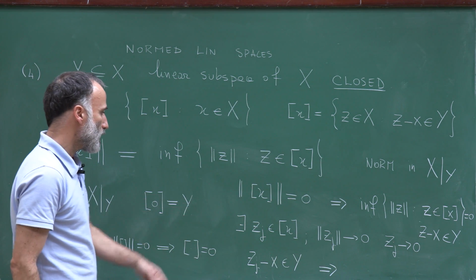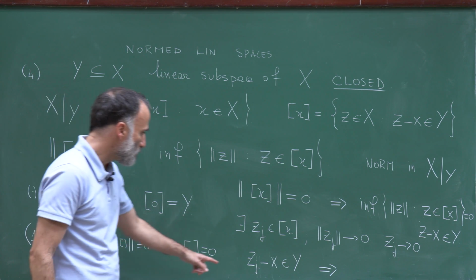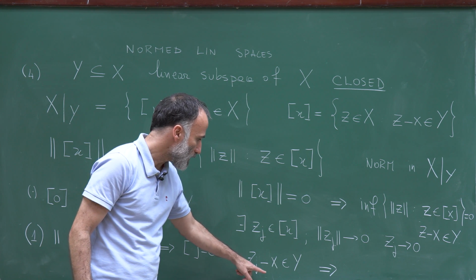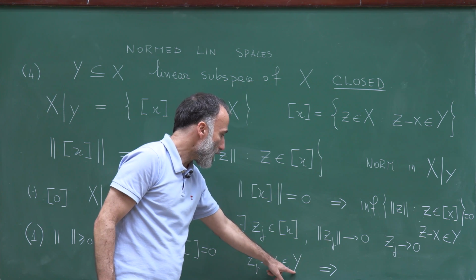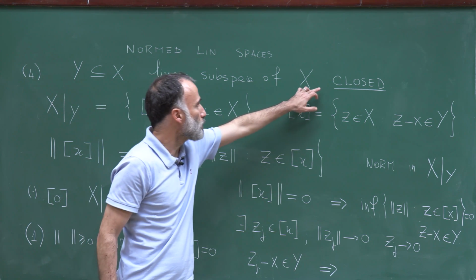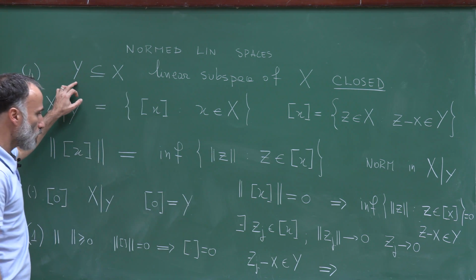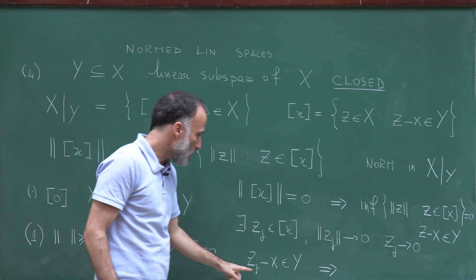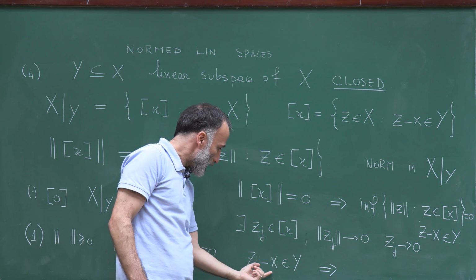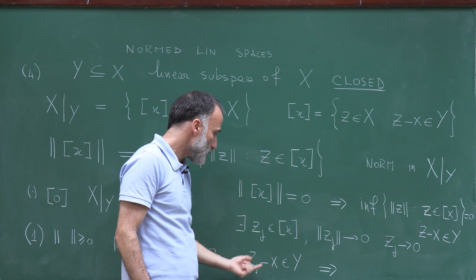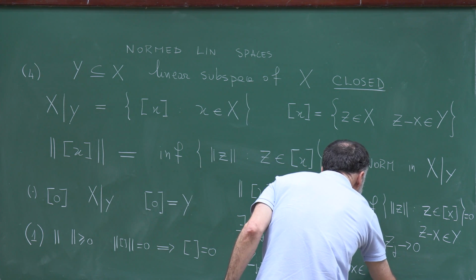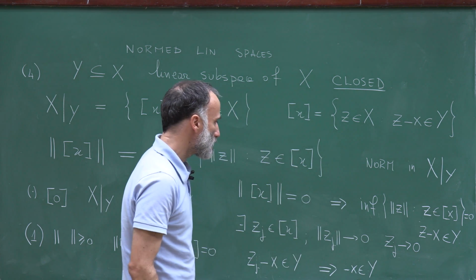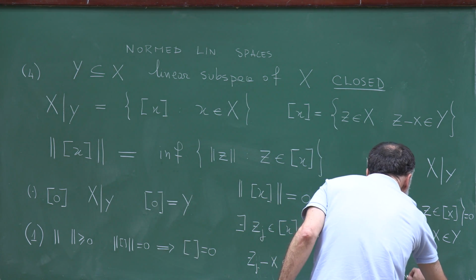Since z_j is converging to 0, this means that z_j minus x is converging to minus x. Since Y is closed, and here I'm using the assumption that Y is closed, and every point belongs to Y, the limit belongs to Y, this means that minus x belongs to Y. And since Y is a linear space, this means that x belongs to Y.